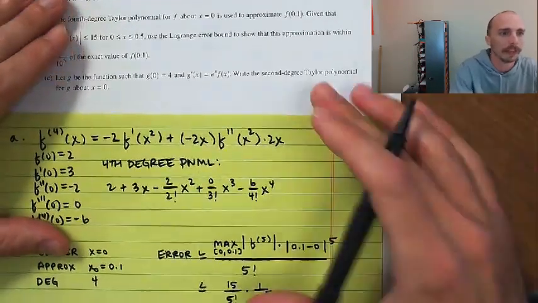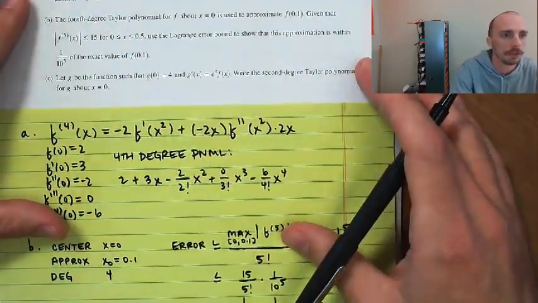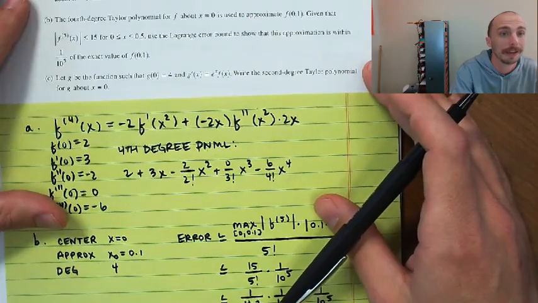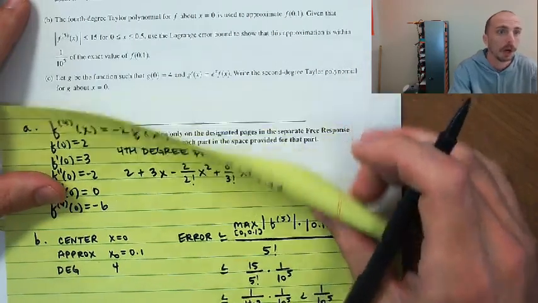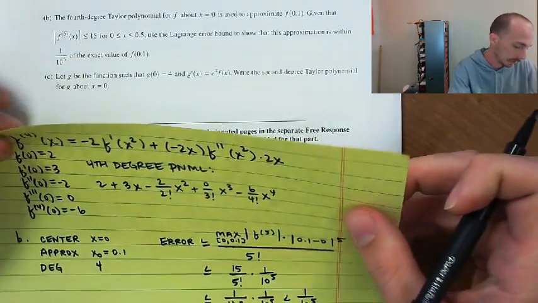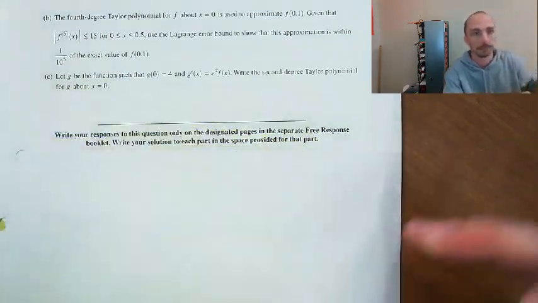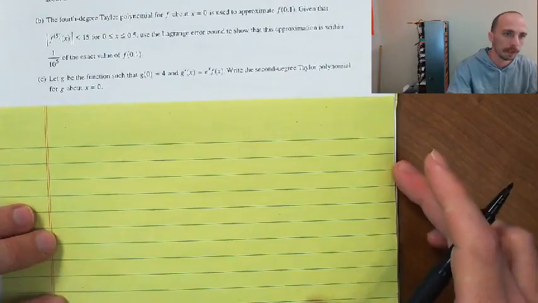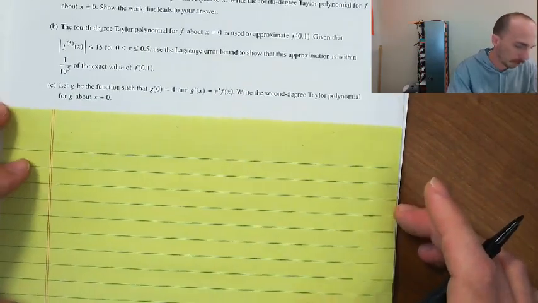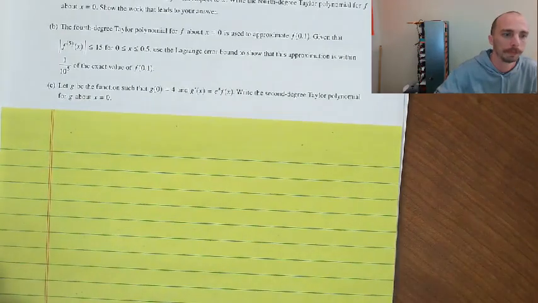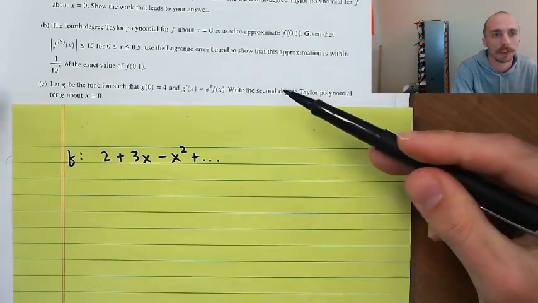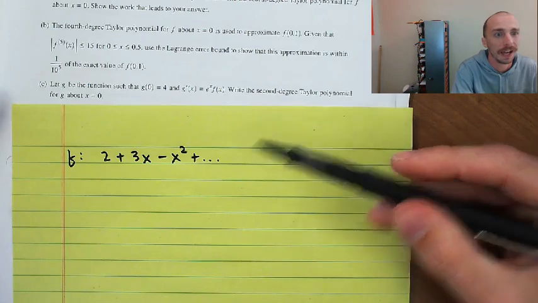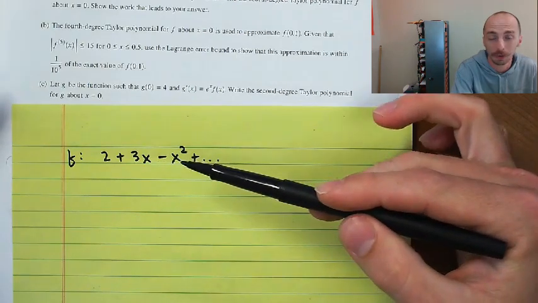So now the last thing is: let g be the function such that g of 0 is 4 and g prime is e to the x f of x, right? The second degree Taylor polynomial for g around x equals 0. All right, I'm going to need some space for this one. What I'm going to do is copy in my polynomial for f, because I can see where this is going, and I know they only want a second degree Taylor polynomial for g. I don't need anything past x squared on here.